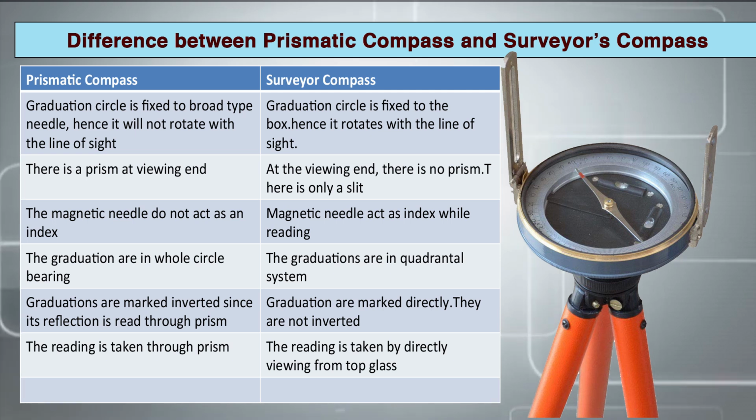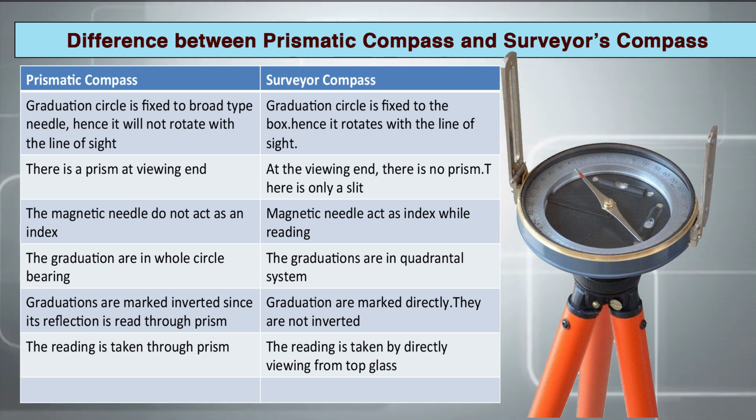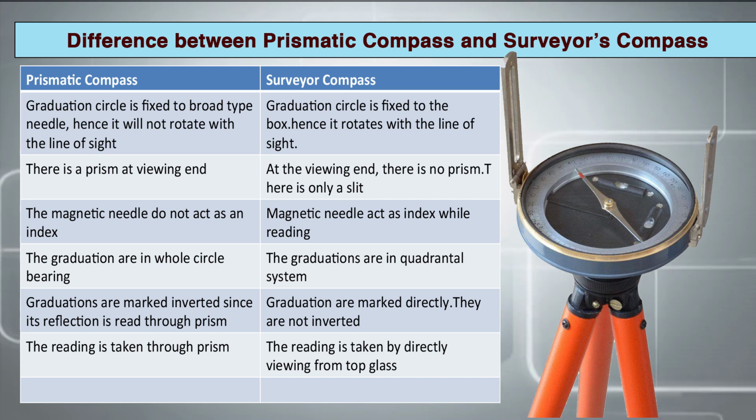In prismatic compass, graduations are marked inverted since the reflection is read through a prism, while in surveyor compass graduations are marked directly, they are not inverted. In prismatic compass, the reading is taken through a prism, while in surveyor compass the reading is taken directly by viewing from the top glass. Hence, we have separated prismatic compass from surveyor compass. In this way we can differentiate between prismatic and surveyor compass.